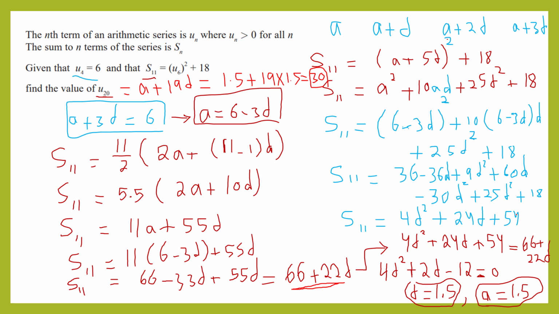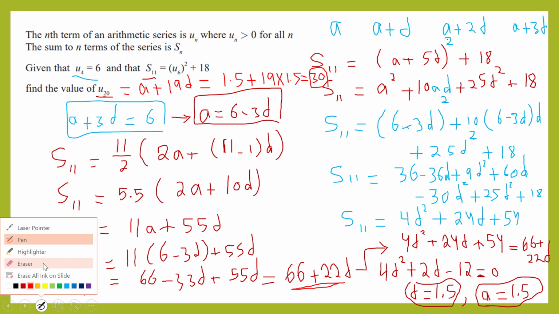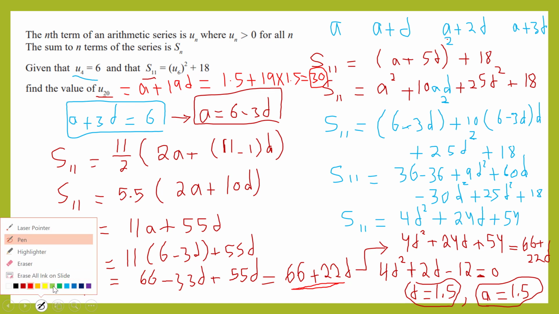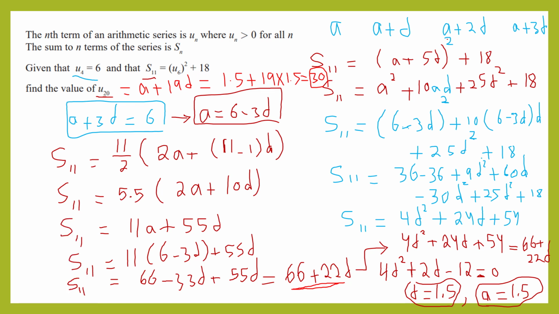Then we equated the two values of S11, this value by this value. We made a complete equation in D. Then we factorized, we got D as 1.5. Then we returned it to this equation, we got A as 1.5. So now we know the first term and we know the common difference, so we can easily get U20 as it's required in the question. So we did it as 1.5 plus 19 multiplied by the common difference, which is 1.5 as well. So we got at the end the final answer is 30. The final answer is 30 in this question.